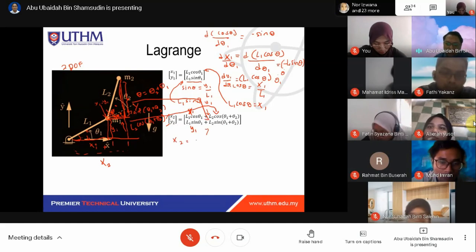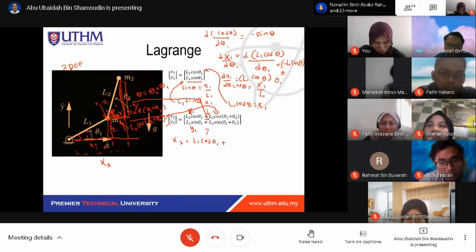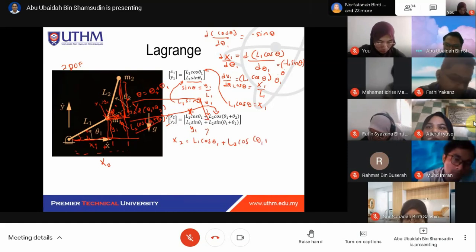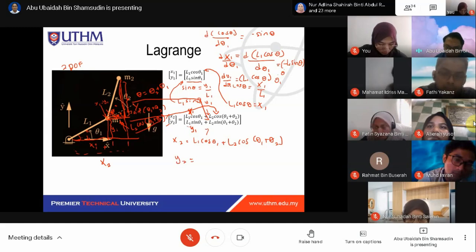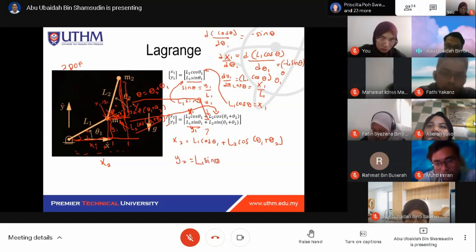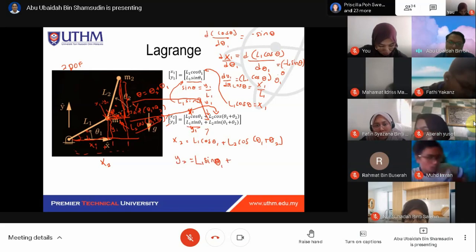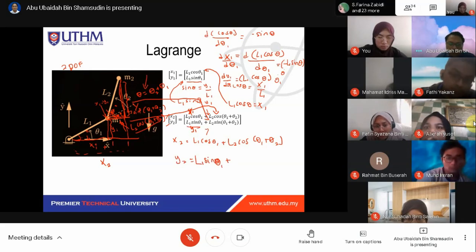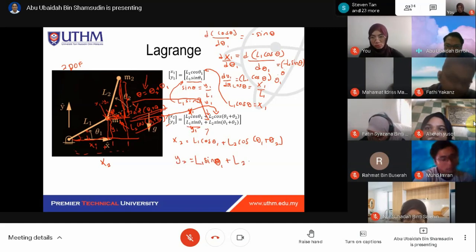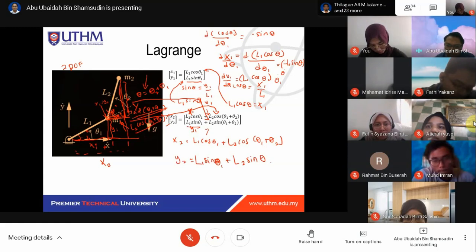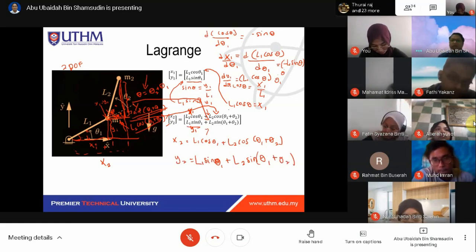So x2 is equal to L1 cos theta 1 plus this one here, which is L2 cos (theta 1 plus theta 2), and y2 is equal to y1, which is L1 sine theta 1, plus this one here, L2 sine (theta 1 plus theta 2). Okay, now we have this one.